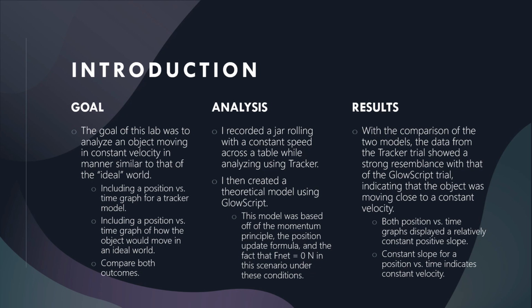I recorded a jar rolling with constant speed across the table using Tracker, and I then created a theoretical model using GlowScript. This model was based off the momentum principle, the position update formula, and the fact that F net equals 0 newtons in this scenario under these specific conditions.